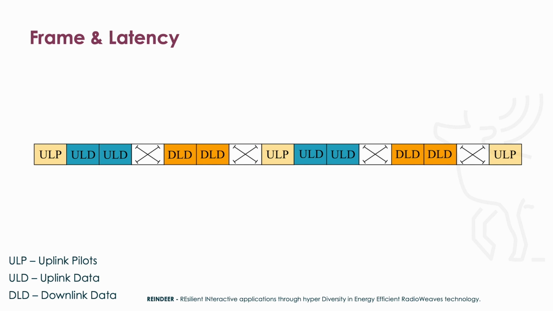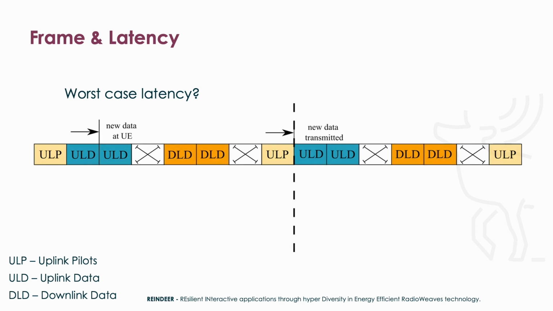Here, we see a typical frame structure where some time slots are reserved for uplink pilots and some other time slots are used for uplink and downlink data, with some switching time in between. If we consider the worst case latency, it would happen when the user receives new data just after the last uplink data slot has started. It would then have to wait until the next uplink data slot to be able to transmit its data.